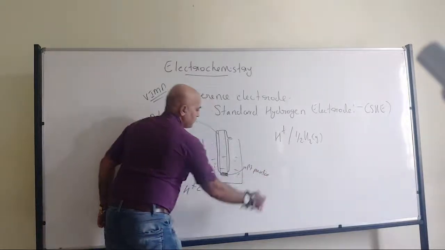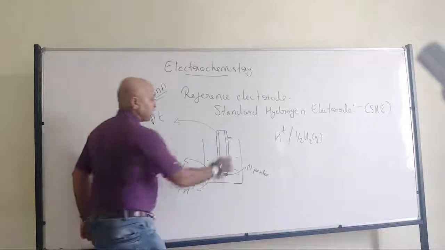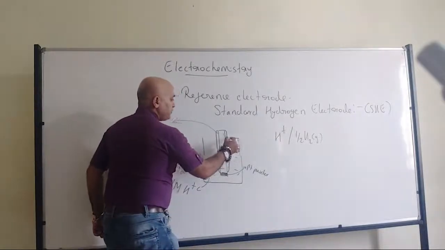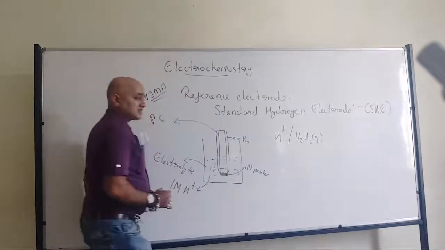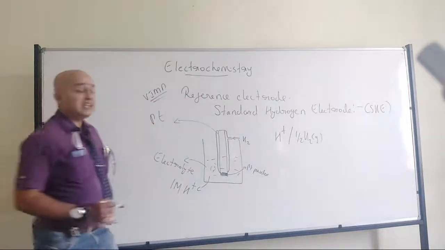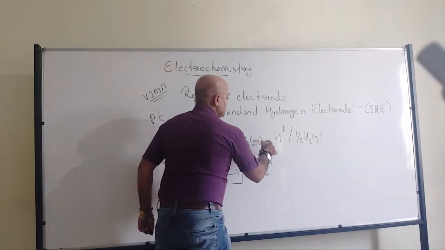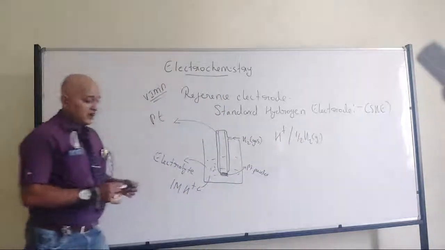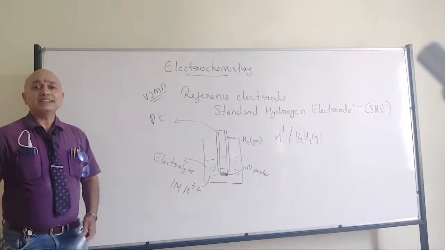Okay. It will be coated with the platinum powder. That is to increase the surface area, because we are going to fill this electrode with the hydrogen gas, because that is the one which will be another partner with respect to the redox couple. It is the hydrogen gas.